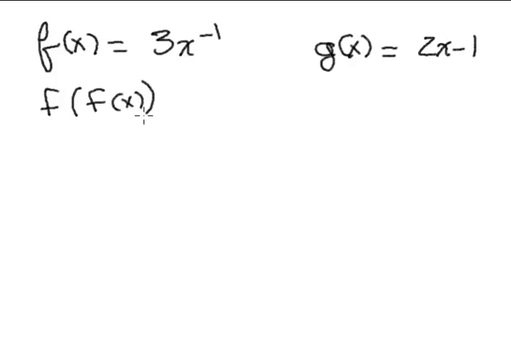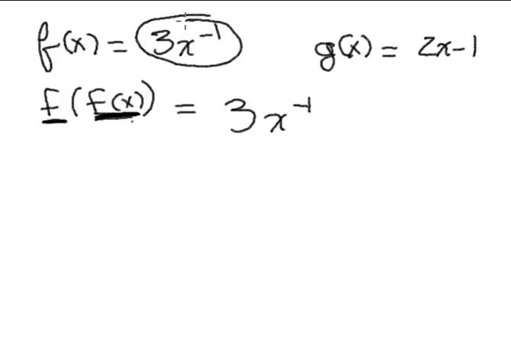F of f of x. Okay, so our outside function is f. So I'll start just by writing my outside function, 3x to the minus 1. And then everywhere I have an x, I have to replace it with f of x. Okay, so what's f of x? This is f of x. So wherever I have an x here, I have to replace it with f of x. So I'll erase my x, and then I have to put in f of x. Now remember, whenever I do this step, I put it in parentheses. So I'll have 3x to the negative 1, and that 3x to the negative 1 is still raised to the negative 1 power.